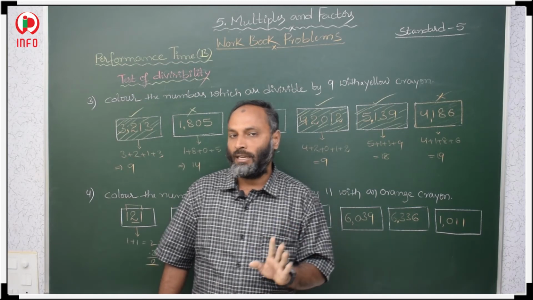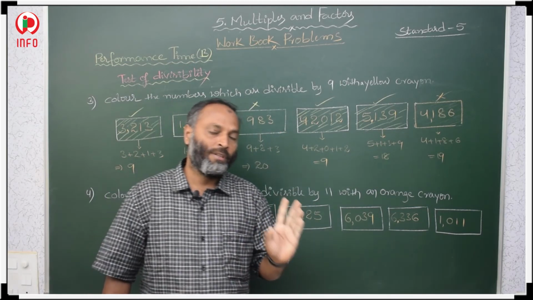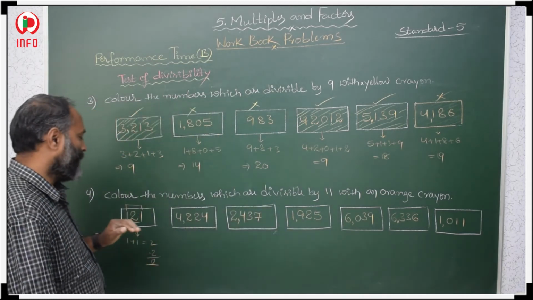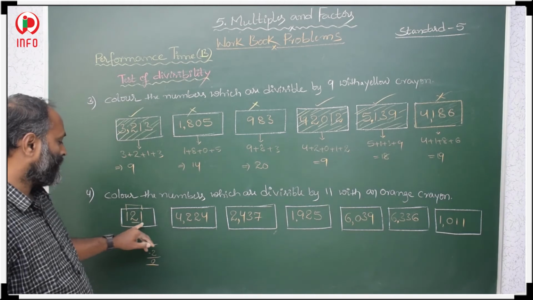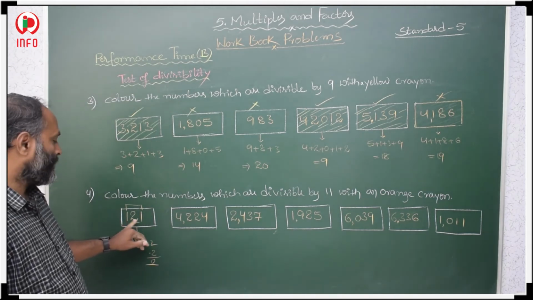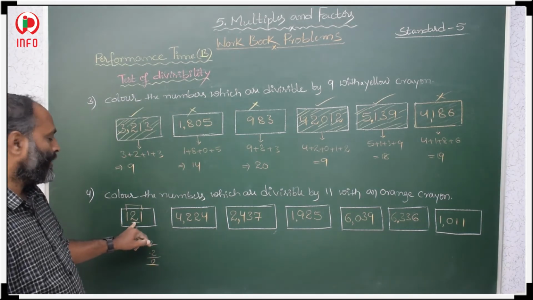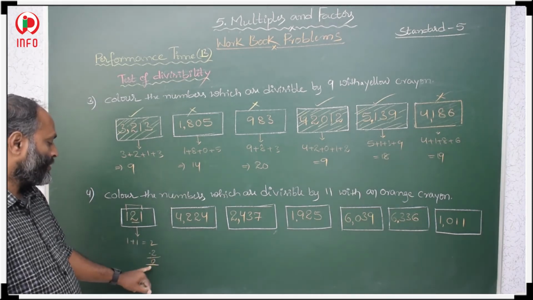This is the condition. So, in 121, first we have to find the sum of the even digits and the sum of the odd digits. First and third, the odd digits sum: 1 plus 1 is 2. Then the even digit is 2. 2 minus 2 is 0.